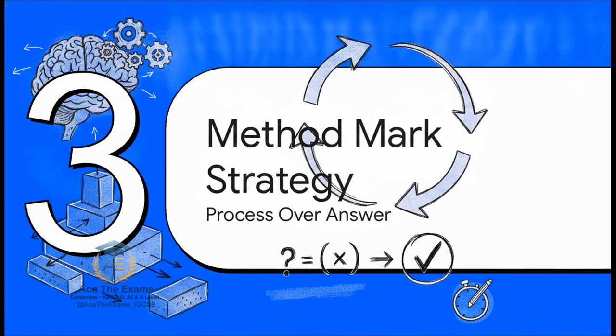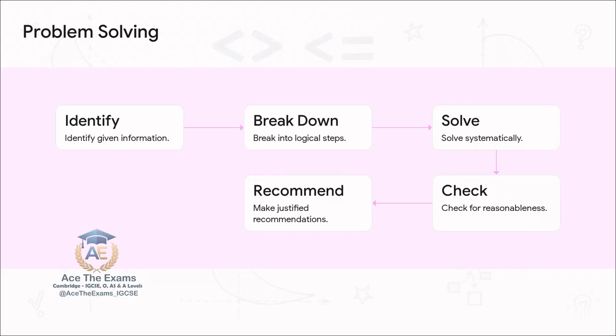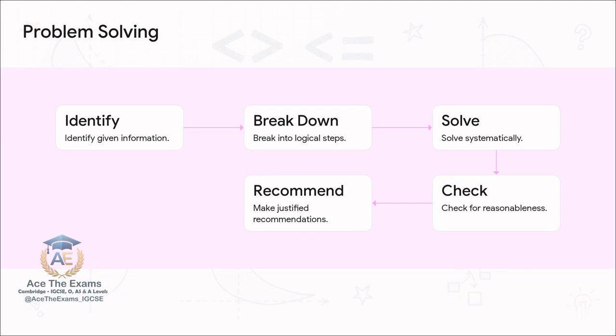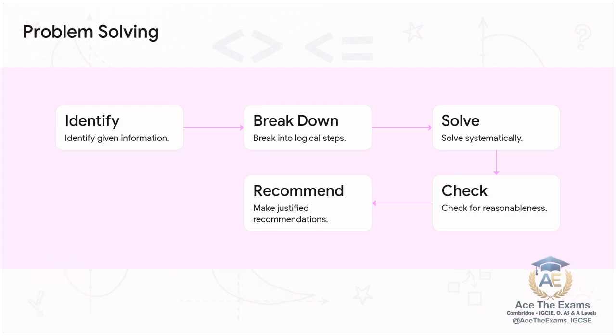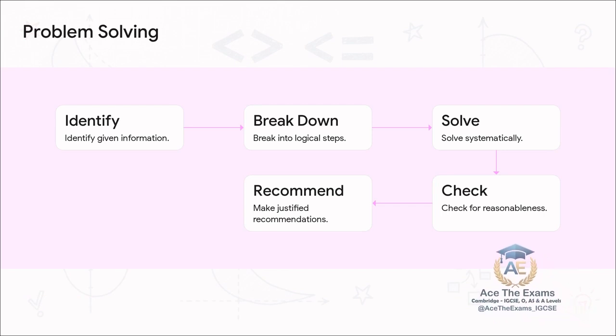Section 3. The Method Mark Strategy. Process over final answer. I literally cannot stress this enough. In Cambridge Additional Mathematics, a magically correct final answer with 0 working out will very often score you an absolute 0. Nothing. Examiners use a grading system heavily weighted towards method marks. They want to see the pure architecture of your thought process directly on the paper. Let's walk through this exact deconstruct, solve, and evaluate methodology.